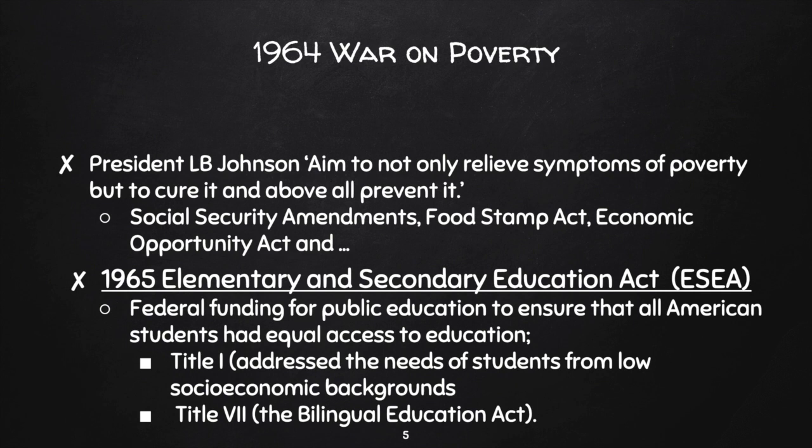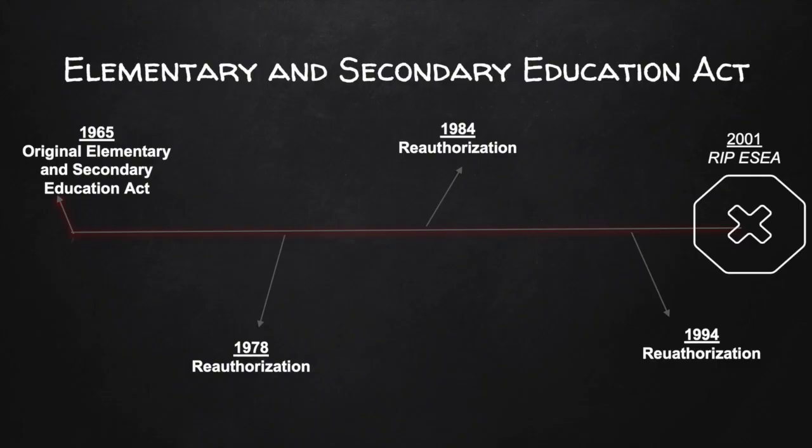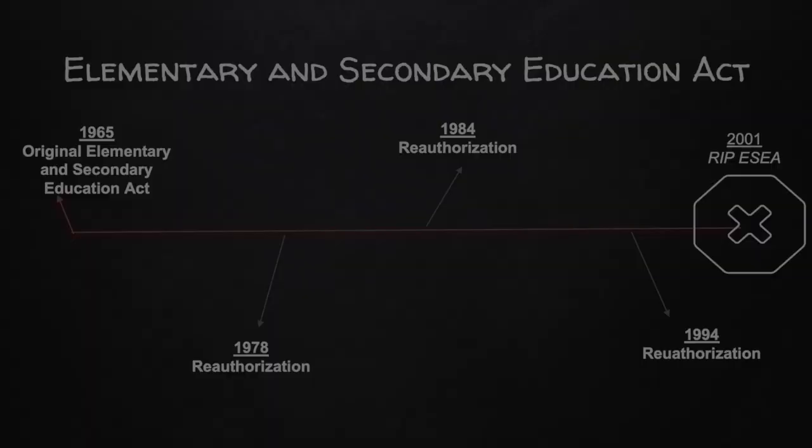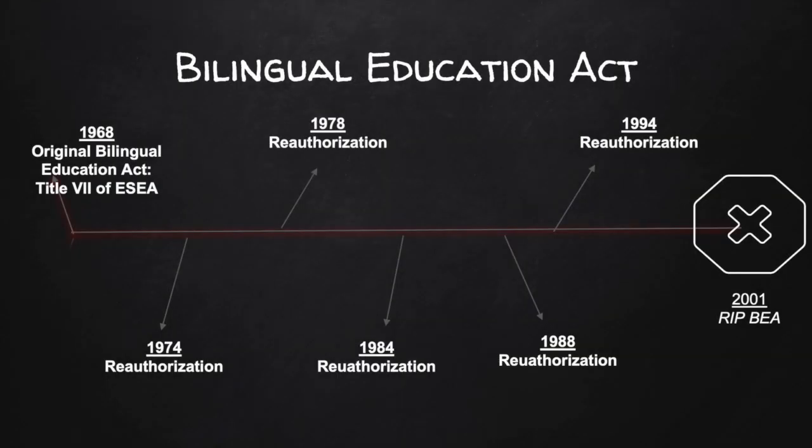A little bit after the initial act, we see Title VII being added, which is the Bilingual Education Act. With the Elementary and Secondary Education Act, remember that there were 4 reauthorizations before it eventually was put to rest in 2001. The Bilingual Education Act came 3 years after the first draft of the Elementary and Secondary Education Act of 1965.